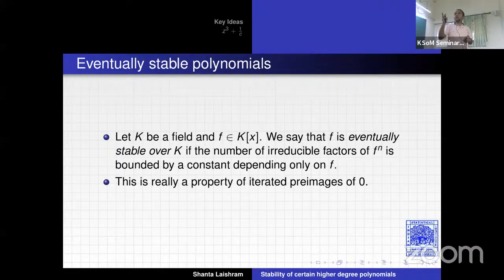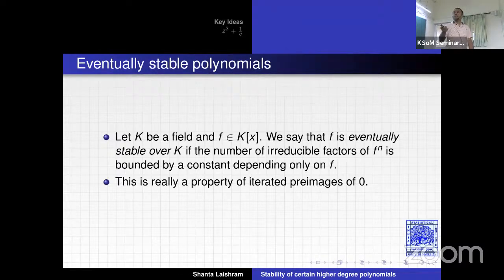So you start with a polynomial f, and we call it eventually stable if the number of irreducible factors of f^n, for any n, is bounded by a constant which depends only on f. It doesn't depend on n. So you vary n, but the number of irreducible factors remains bounded.